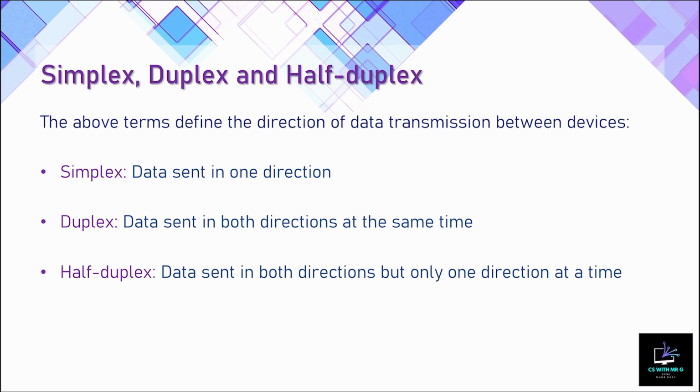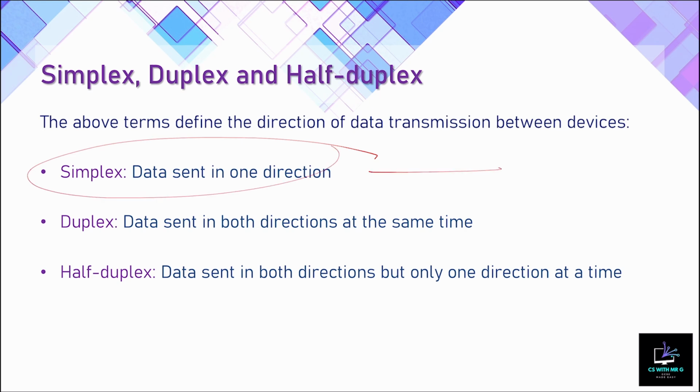So when it comes to data transmission and the way that the data is sent from one device to another, that is serial and parallel, not to be confused with the direction that it goes in. Serial and parallel refer to how the data is transferred across, either one bit at a time or multiple bits at a time. Simplex, duplex, and half-duplex refer to the direction of data. So whether it goes only one way, it goes both ways but at one time, or it can go both ways at the same time.